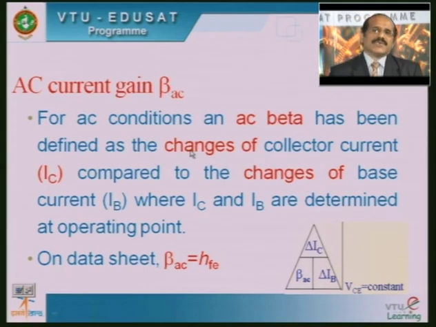Apart from the common emitter DC current gain, we have one more current gain, called the common emitter AC current gain, or in short beta AC. As I told you, current gain is the ratio of output current to input current. Here the output is the collector current, whereas the input is the base current. So, the beta AC, or common emitter AC current gain, is defined as the ratio of the change in the collector current to the change in the base current, where IC and IB are determined at an operating point. And please note that on the data sheet, beta AC is mentioned as hfe, with FE in small letters, whereas beta DC is mentioned as HFE, with FE in capital letters.